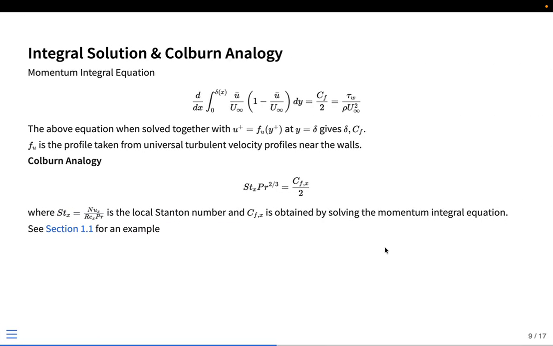That is the main part, and then the next part is, once we have the hydrodynamic boundary layer, what about the thermal boundary layer. For that we will use the Colburn analogy, which states that the Stanton number times Prandtl to the power 2 by 3 equals cfx by 2, and in this particular case the Stanton number is given by Nusselt number by Reynolds number times Prandtl number. Okay, are there any questions up until now?